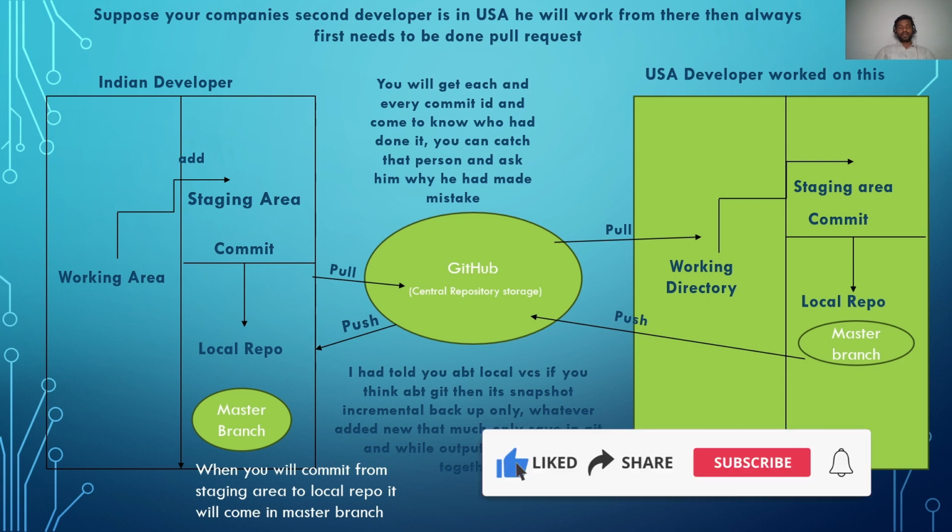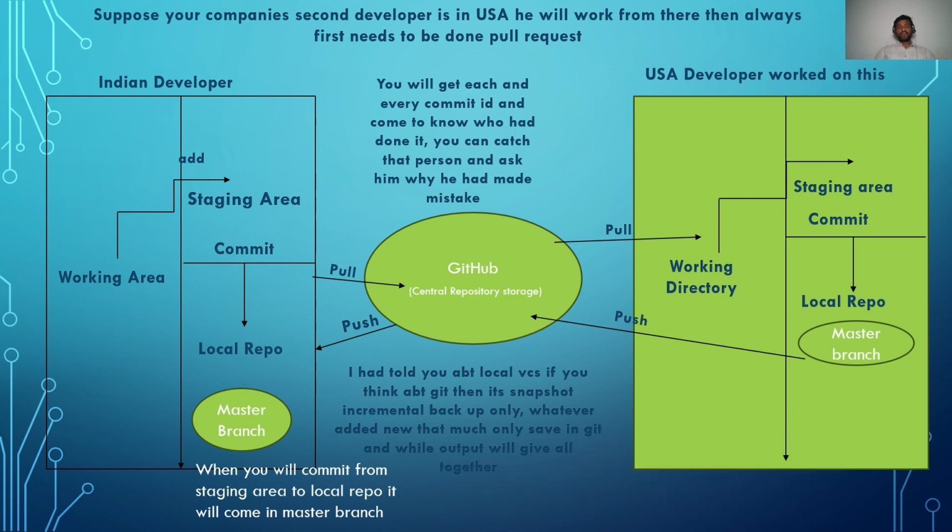But in Git, it is not like that. In Git, it is snapshot incremental. It means whatever changes were made, only those changes need to be saved into Git. This is why this software is a great software, because it does not consume space on any system. So it is saving in snapshots only.